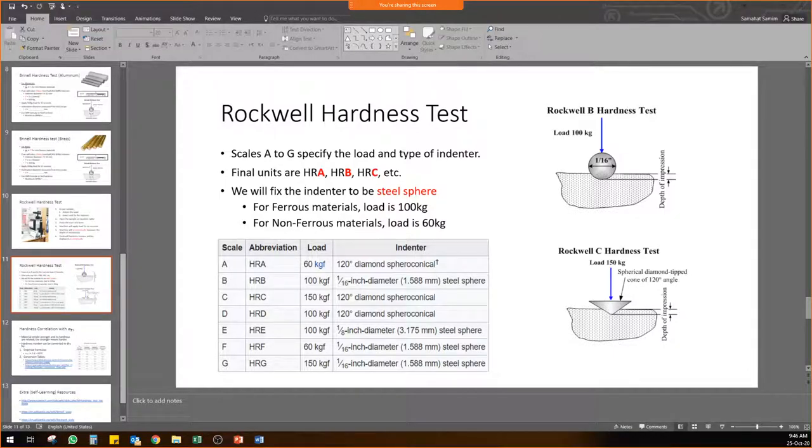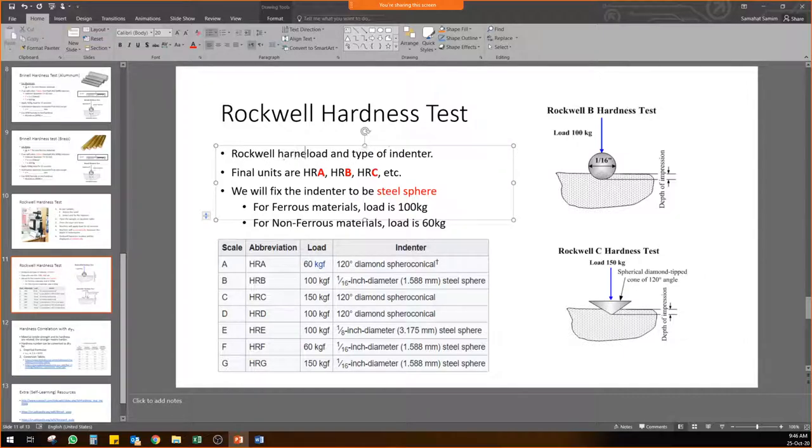I want you to write it in the chat. Rockwell hardness scales depend on load and type of indenter. Okay, Rockwell hardness scales depend on load and type of indenter. Rockwell hardness scales, very important. So this is what I want you to write.